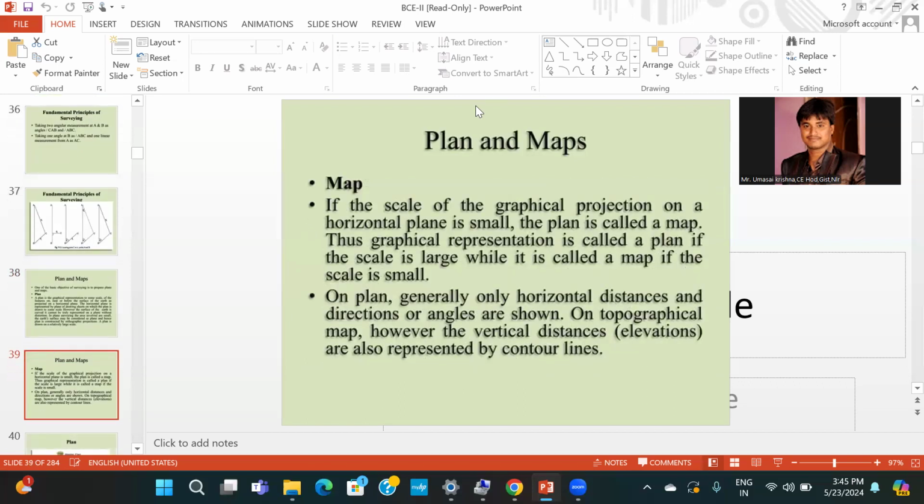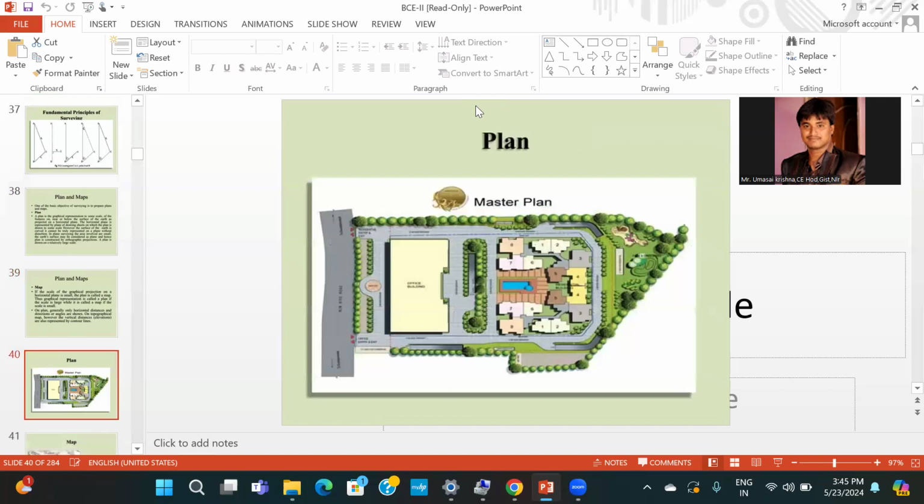Now the map. If the scale of the graphical projection on a horizontal plane is small, the plan is called a map. Thus, a graphical representation is called a plan if the scale is large, while it is called a map if the scale is small. So if the scale is very small, then it is called a map. Here you can see the master plan, where we have drawn a graphical representation of some features.